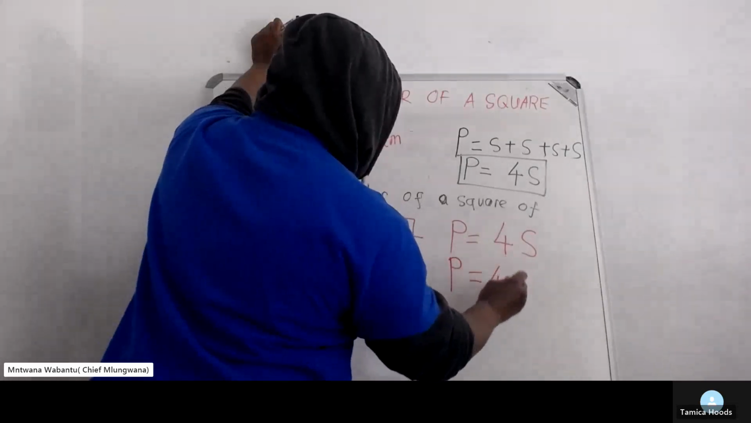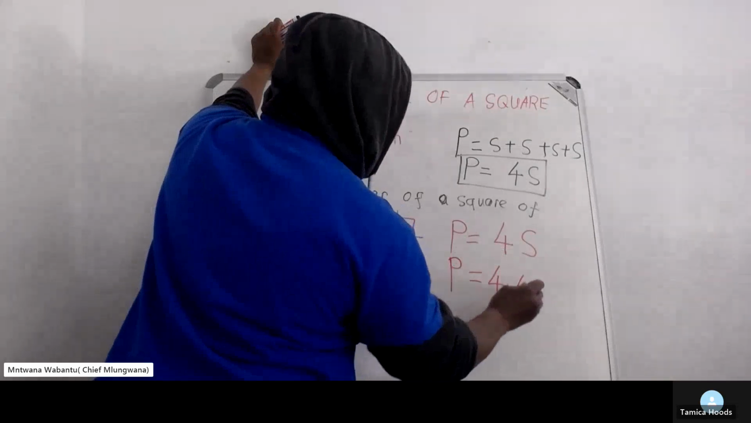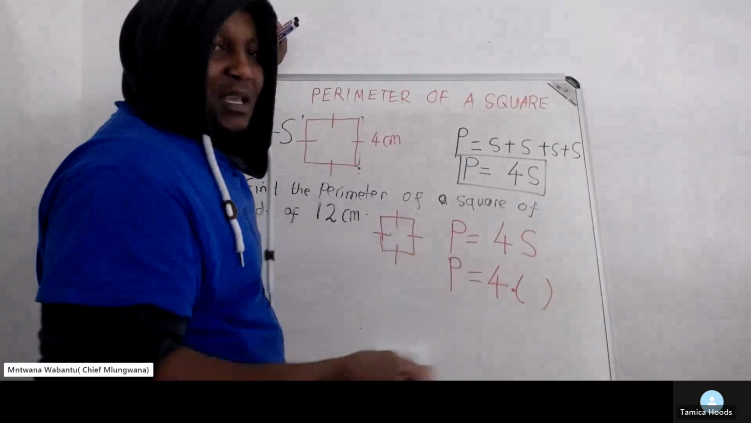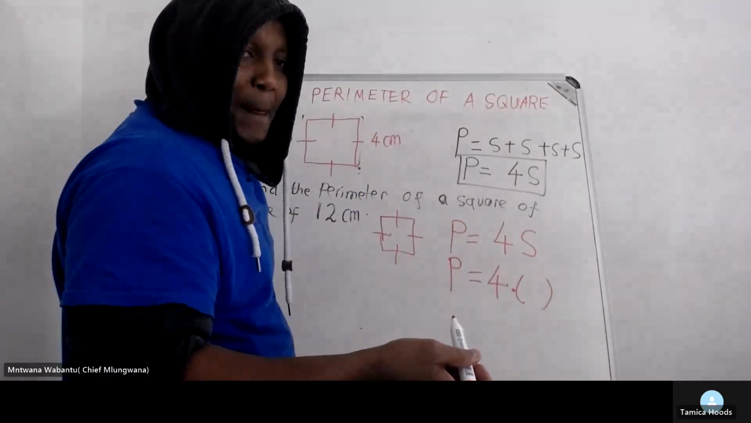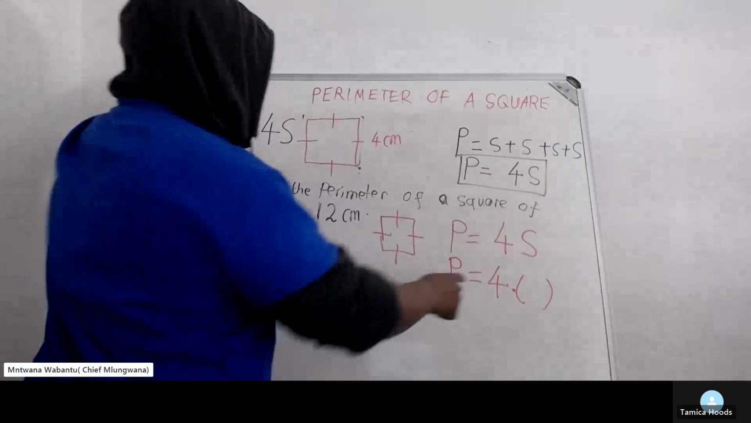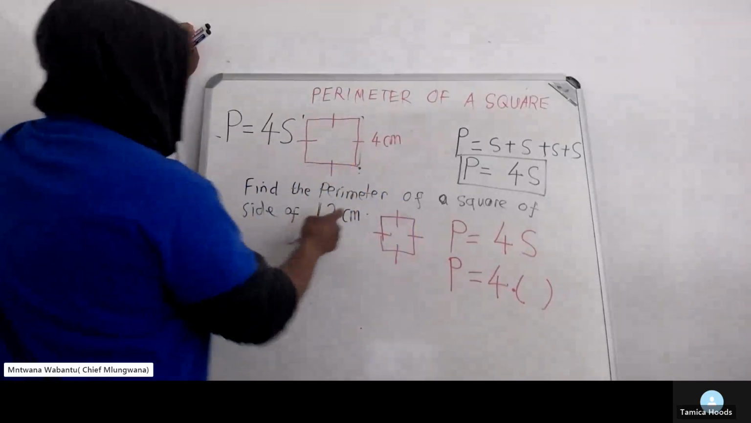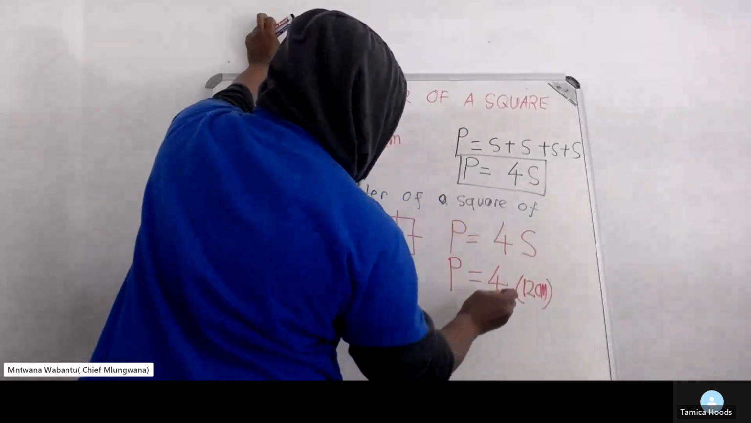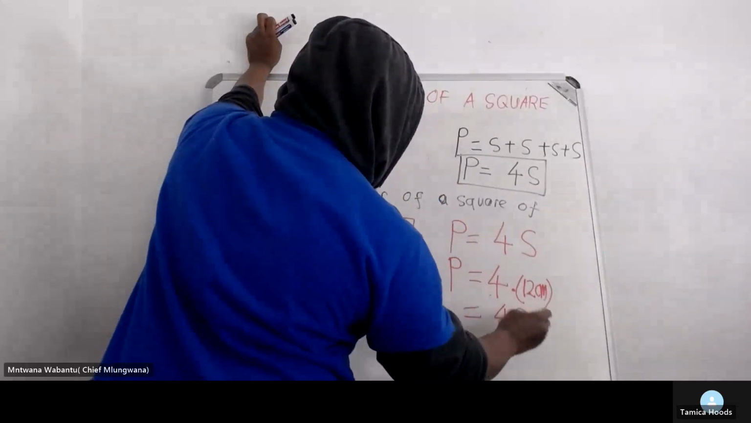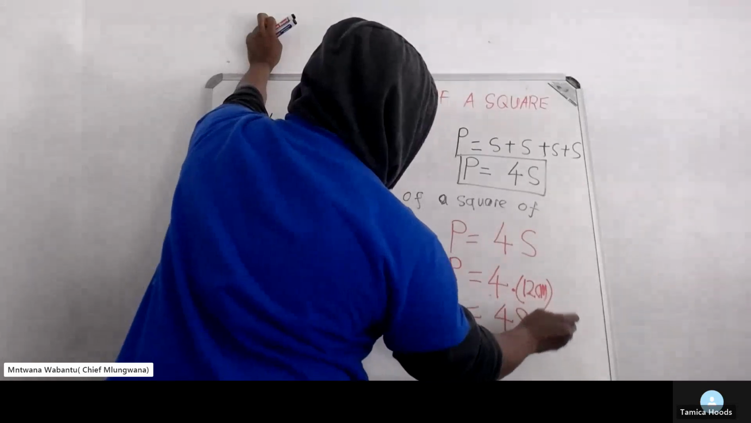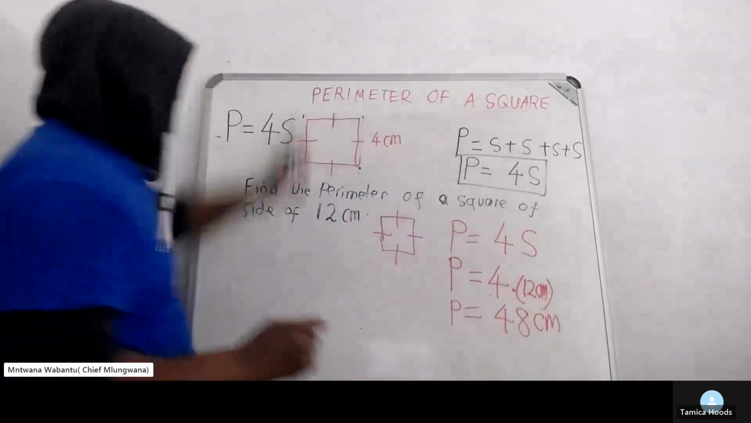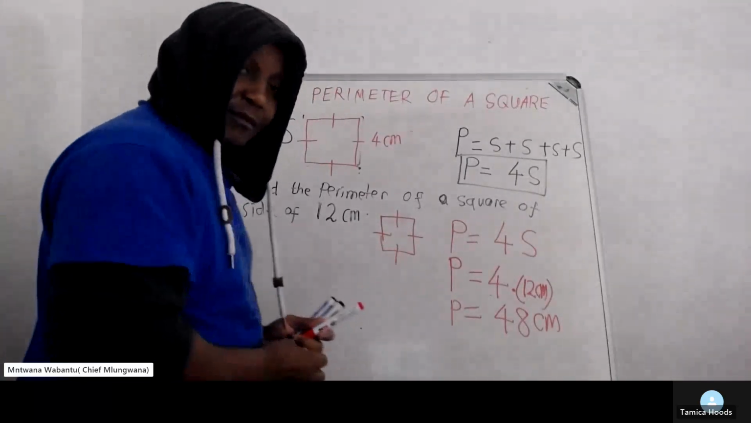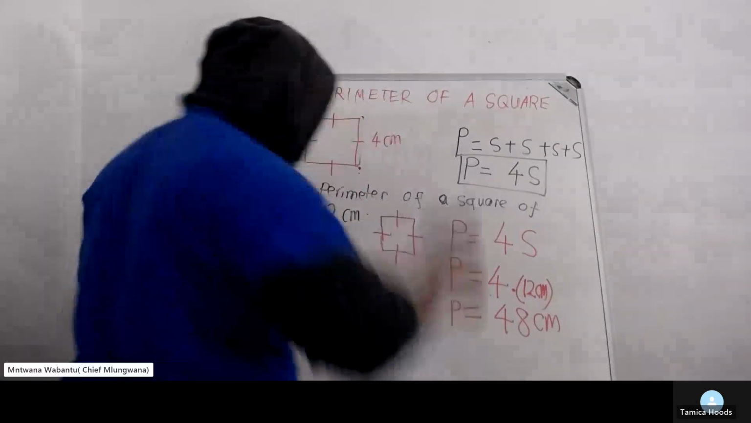4, just a 4. Do I have my side? Yes. Multiply. When you put a bracket, it means multiply. It's the same as saying multiply. So I'm going to say 4 times, what is my side? 12 centimeters. So this equals 4 times 12 equals 48 centimeters. It's my perimeter. I'm going to raise it for more examples, okay?